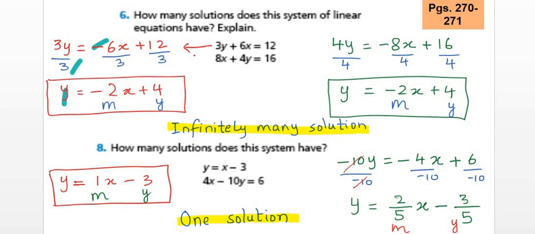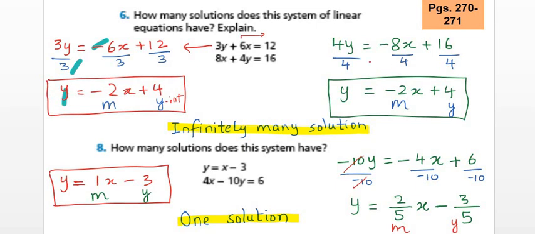I divided here, first I moved this 6x to the other side, it changed into negative 6x, right? And then I divided all the terms by 3, to get rid of this 3. So finally the equation became y equals negative 2x plus 4, and the value of m here is negative 2, and the value of the y-intercept is 4. Please remember, this is the y-intercept.